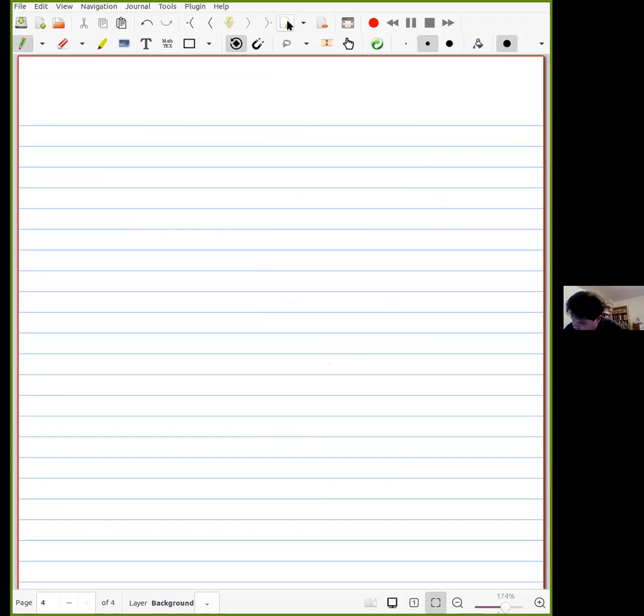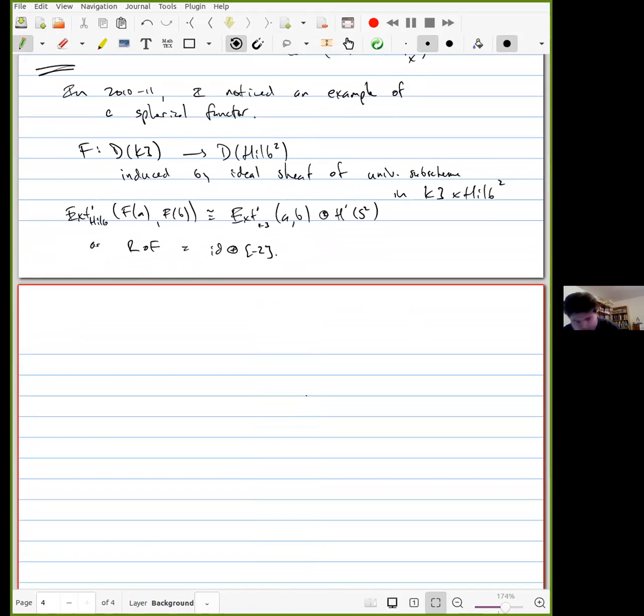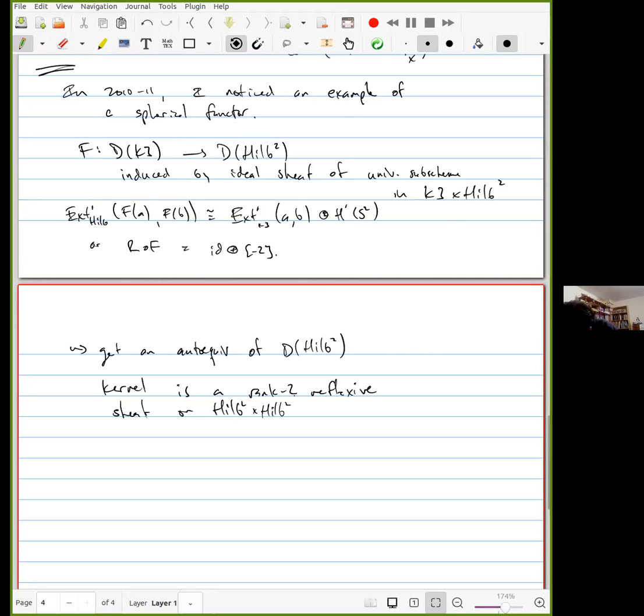And therefore, thanks to this work that Rouquier and Timothy and others had been doing, you get an autoequivalence of the derived category of this Hilbert scheme using this recipe above. And I should say the kernel that induces that autoequivalence is a rank 2 reflexive sheaf on the Hilbert scheme cross with itself. And it's previously studied by Markman in the context of hyperkähler geometry. He has this paper on the Bogomolov form that involves this sheaf.